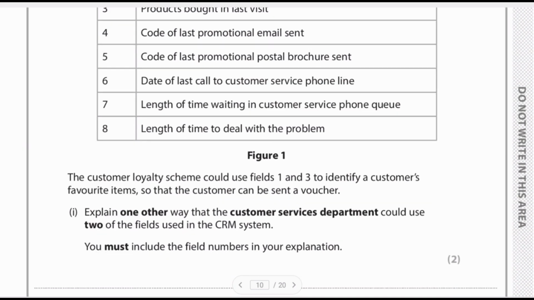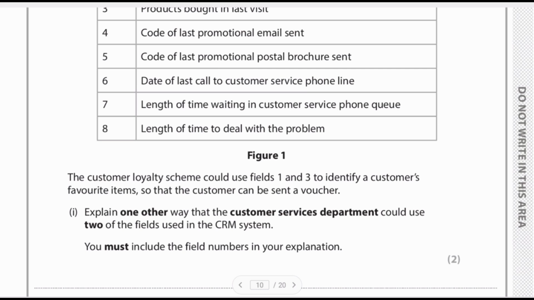The customer loyalty scheme could use fields 1 to 3 to identify a customer's favorite items so that the customer can be sent a voucher. Explain one other way the customer service department could use 2 of the other fields used in the CRM system. You must include the field numbers in your explanation.